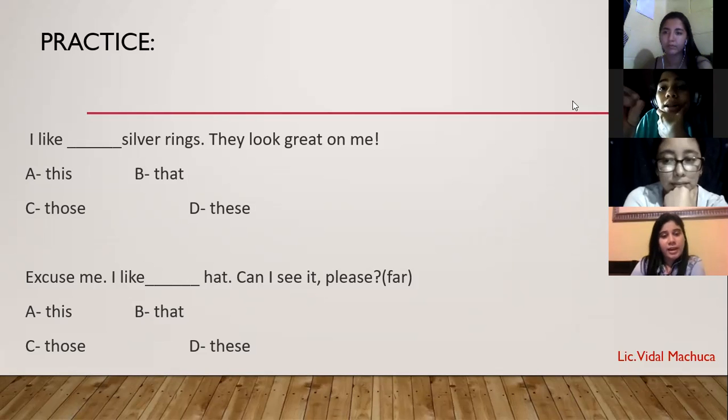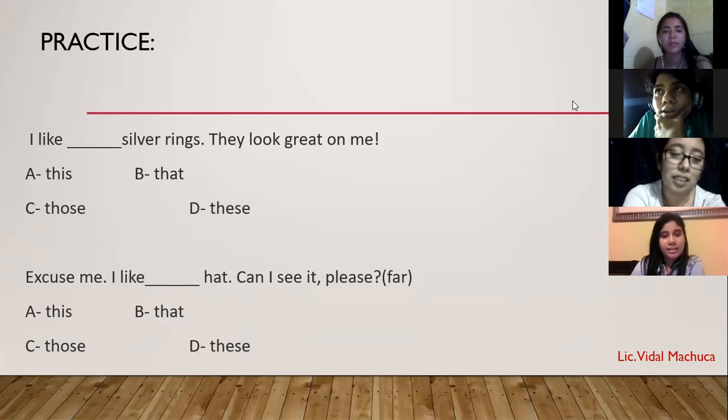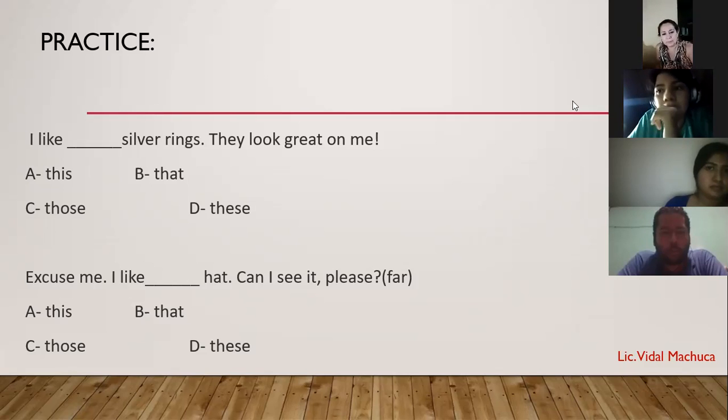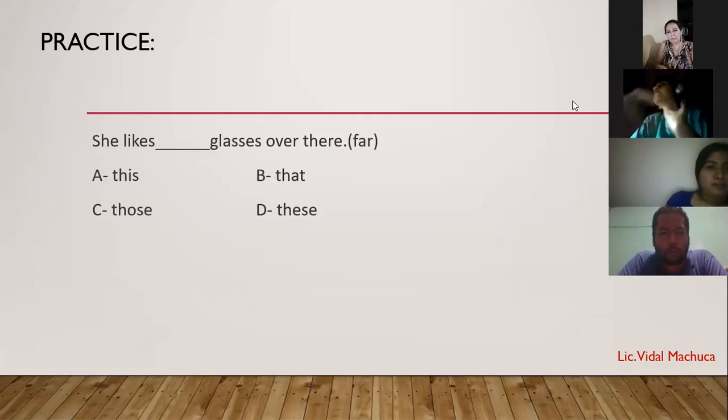Excuse me, I like that hat. Can I see it, please? Okay, como es far, quiere decir, can I see it, please? Yes, I like that hat. Can I see it, please? Very good, excellent. Next one, Tirso Cermeño, please.